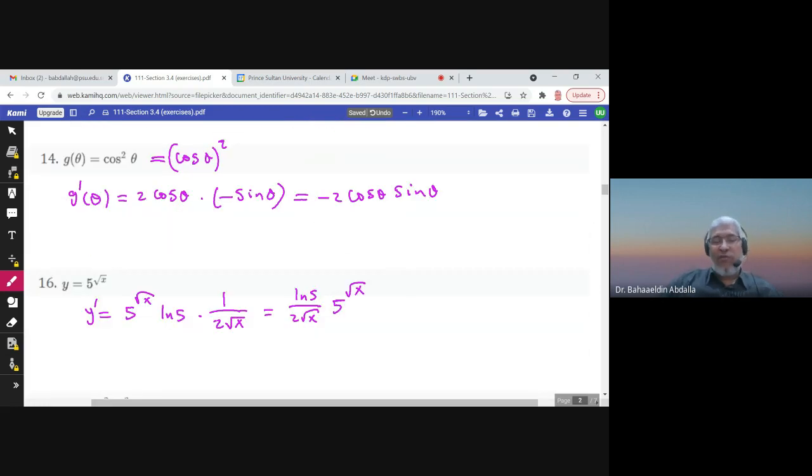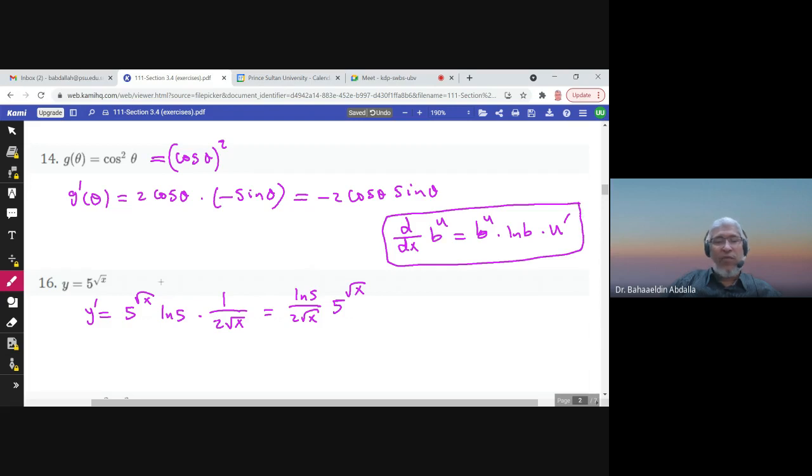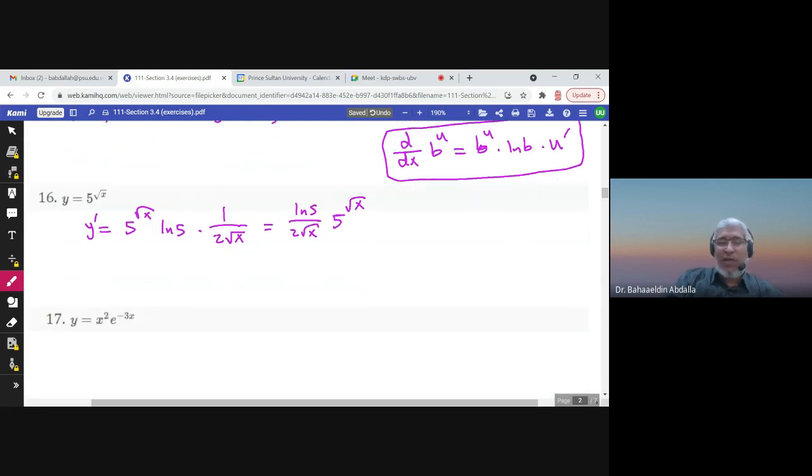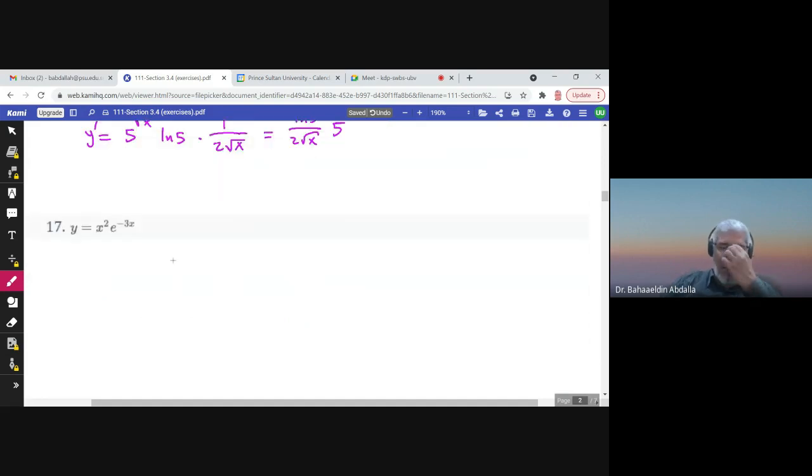You can write formulas for this. Here we used this one. We said that the derivative dy dx of b to the power u would be b to the power u times ln b times u prime, or du by dx. Okay, if you have a problem dealing with the chain rule, you can write these formulas like this and understand how to use them.